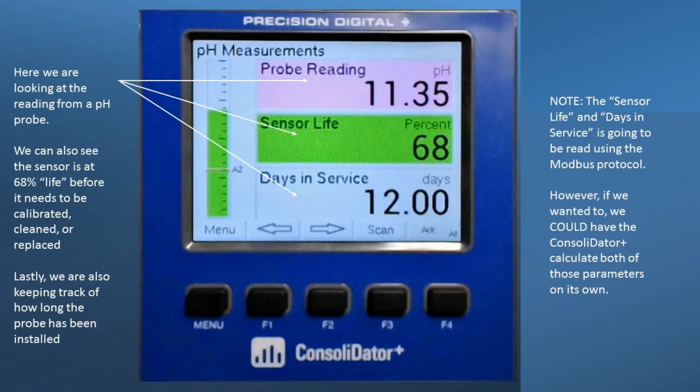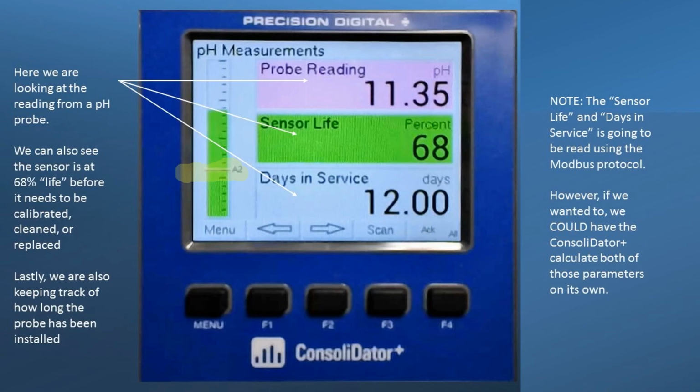And so what we're looking at on this screen is we are reading the pH, right? So we got that in the pink there, pink and black. We're also looking at the sensor life and days in service. So this bar graph represents the sensor life, okay? And so I set this up so that when that sensor life gets down to that A2 alarm marker, it's going to throw some sort of alarm, or it's going to turn yellow, right? And the reason why is because that pH probe clearly needs to either be cleaned, replaced, or calibrated.